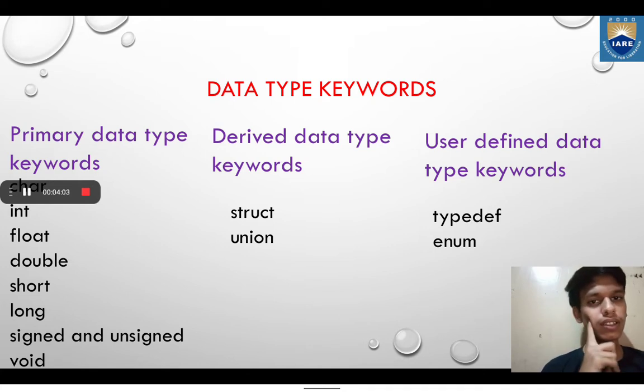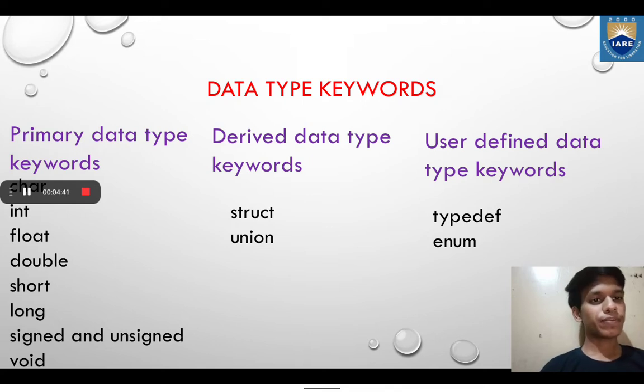Double contains 8 bytes, that is double of float, and it is also used to define long float. Then short, long, and signed, unsigned. Signed is used to define negative numbers and unsigned is used to define positive numbers. And void is a null data type used in functions. If the function is not returning any value, we use the void data type.